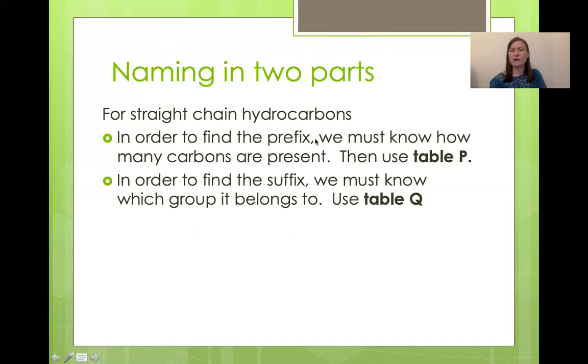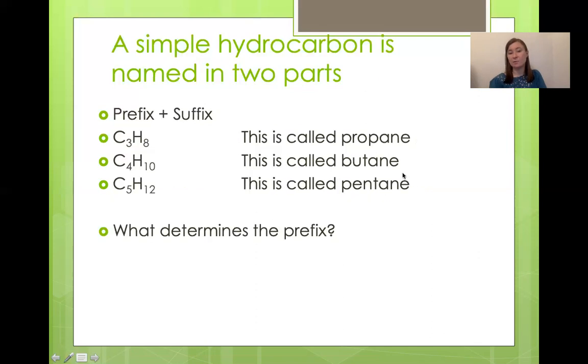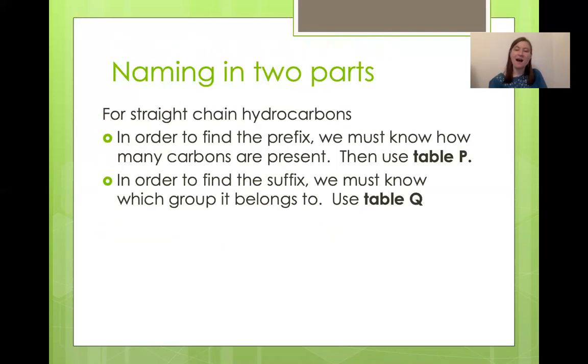So in order to figure out the prefix, you have to know how many carbons are present and then use table P. If you look up in table P, 3 carbons gets the prefix prop. 4 carbons gets the prefix but. 5 gets the prefix pent, which is probably the one you're most familiar with because that's like pentagram. And then to find the suffix, you have to know which of those 3 groups, alkane, alkene, or alkyne it is. You can use table Q to help you figure that out.